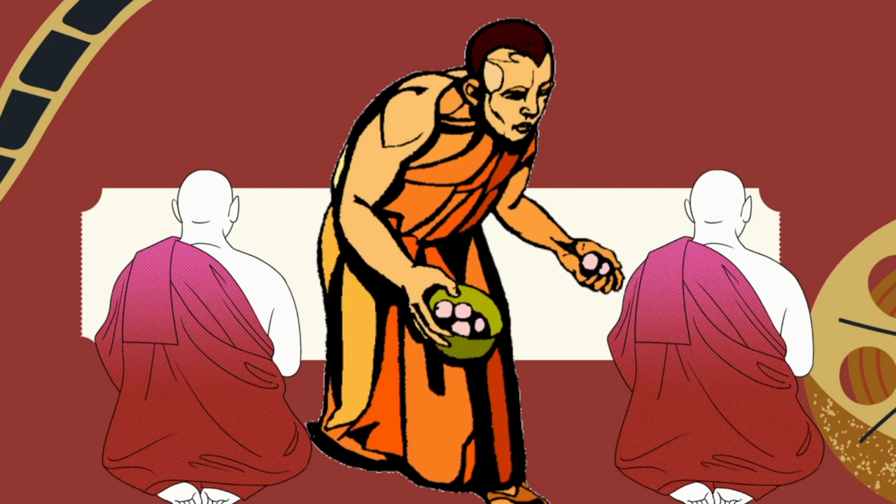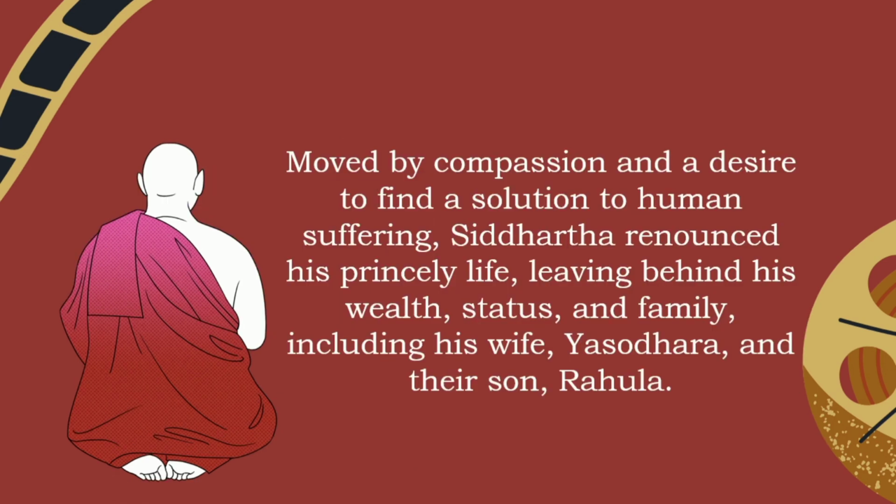So, ang ginawa ni Buddha, okay, umalis siya. Moved by compassion and the desire to find a solution to human suffering, nalaman niya yung suffering. Sabi niya, paano i-end yung suffering? Okay, so Siddhartha renounced his princely life. Kumbaga, tinalikdan niya, iniwan niya yung kanyang pagiging isang maharlika. Leaving behind his wealth, status, being a prince, and family, including his wife Yasodhara and their son Rahula.